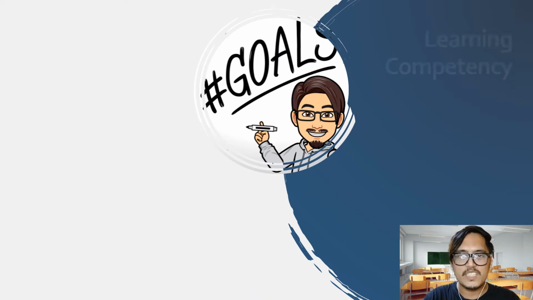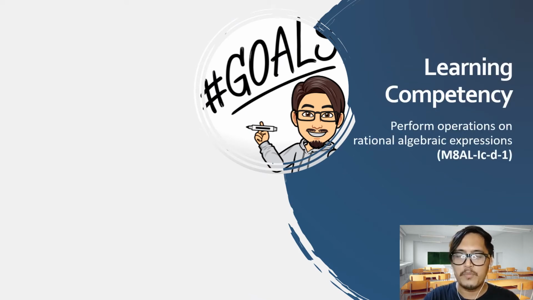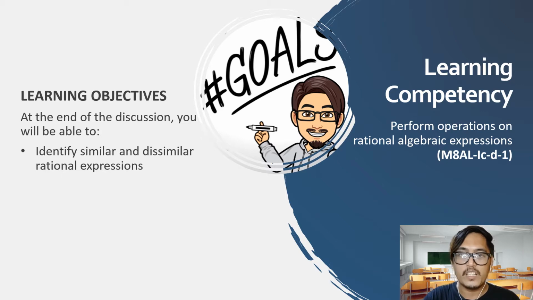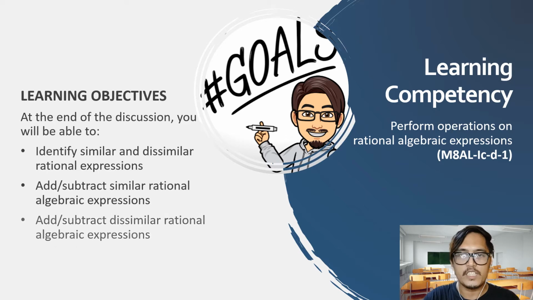For today's lesson, we have this learning competency: Perform operations on rational algebraic expressions. With this, we have the following learning objectives. At the end of the discussion, you will be able to identify similar and dissimilar rational expressions, add or subtract similar rational algebraic expressions, add or subtract dissimilar rational algebraic expressions, and lastly, express the sum or difference in simplest form.